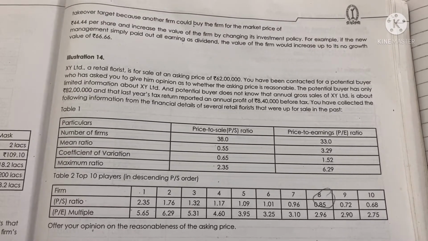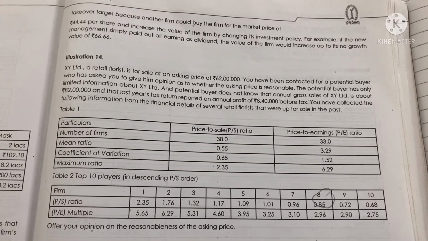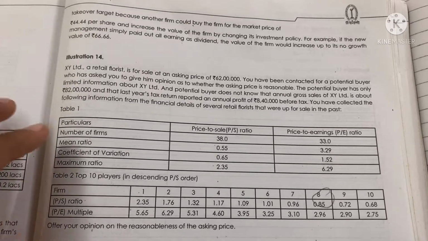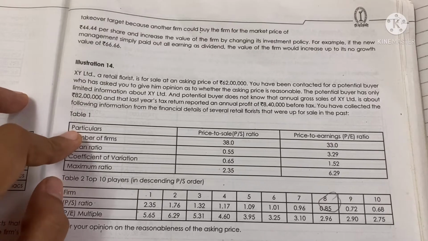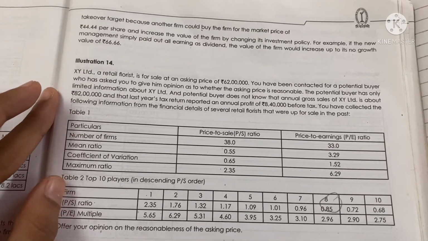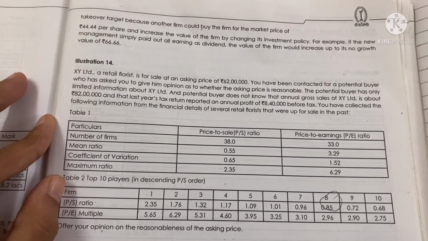The potential buyer has only limited information, and he does not know much about it. But what we come to know is that 82 lakh is the sales amount, and the last year's tax return annual profit was rupees 2,40,000 before tax. Okay, this was the annual profit.